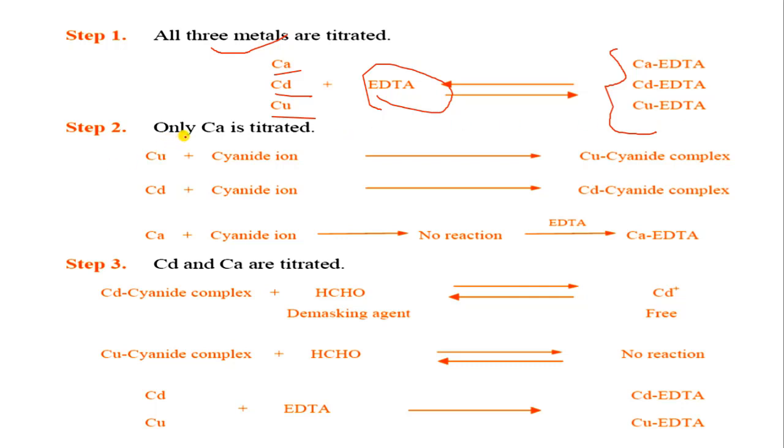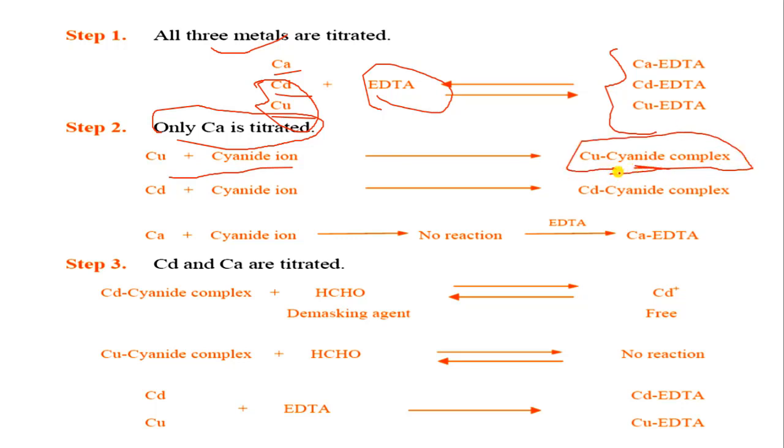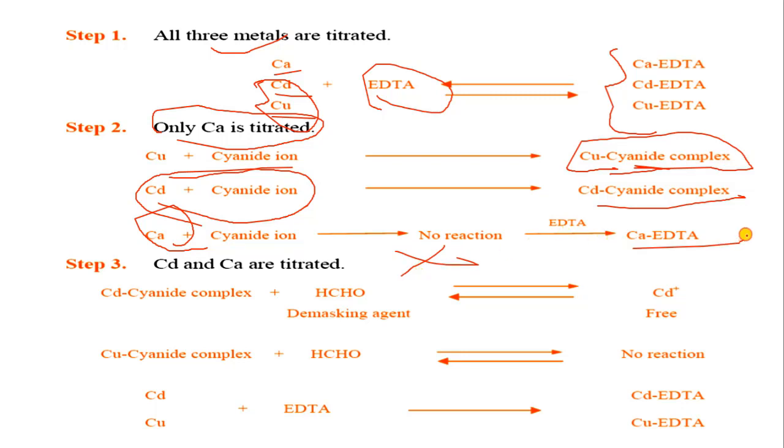In step 2, what are we doing? Only Ca is titrated because the calcium is the only one free. The other two are masked. So Cu plus cyanide ion, what happens? It will produce a Cu cyanide complex because we are adding cyanide as a masking agent. Then when we add cyanide to cadmium, it will produce a cadmium cyanide complex. But when we add this, what will calcium do? There will be no reaction, and with EDTA it will produce the calcium EDTA complex, what we want.